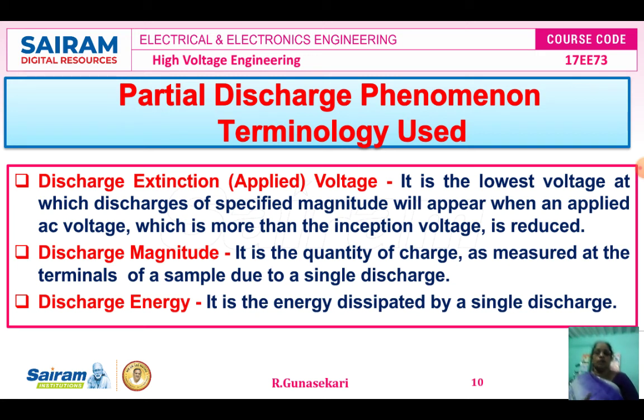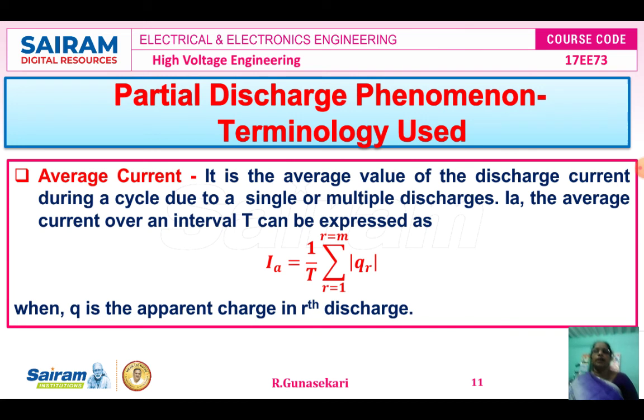Then discharge magnitude. Discharge magnitude is nothing but the quantity of the charge which is measured at the terminals of the sample due to a single discharge. Then discharge energy. Discharge energy is nothing but the energy dissipated by a single discharge. Then average current.